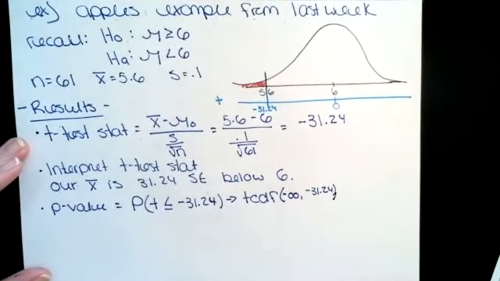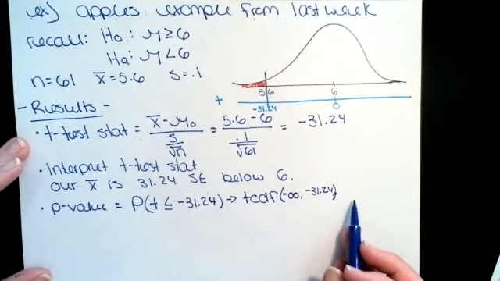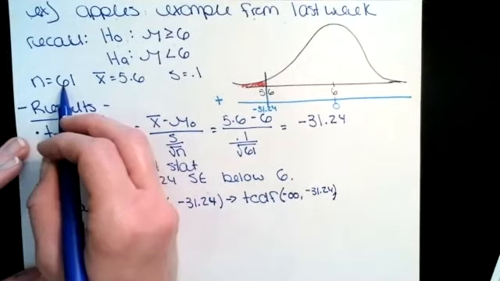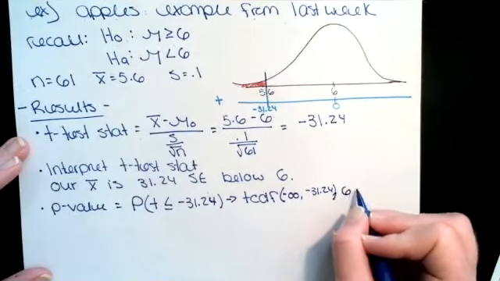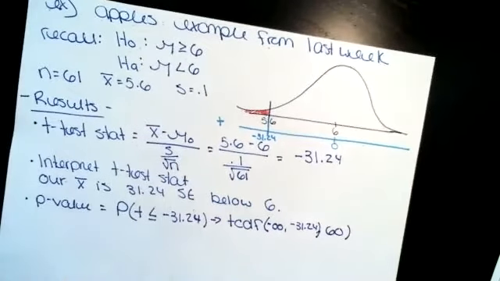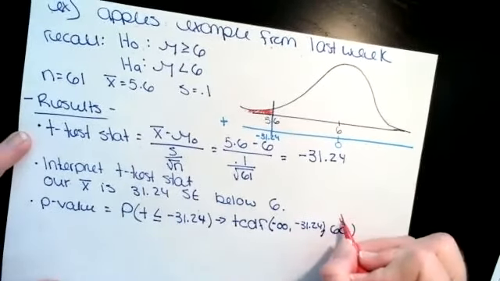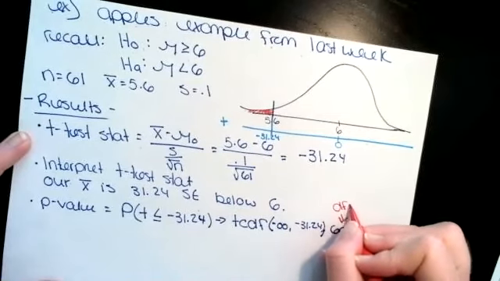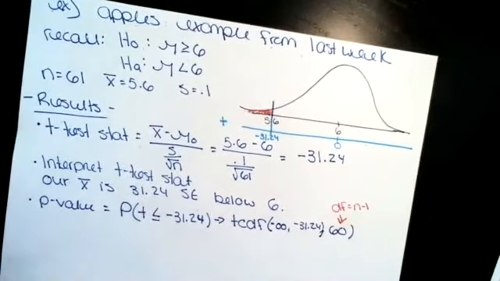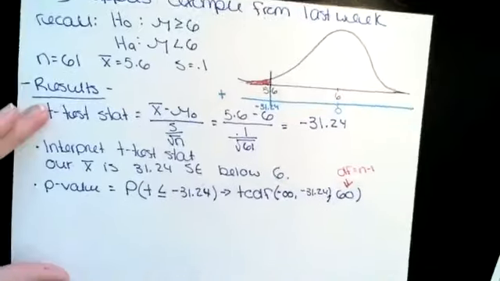And then I'm going to put my degrees of freedom. Degrees of freedom is n minus 1, so I will put in 60 here. Just keep in mind, degrees of freedom equals n minus 1, just because that's new for us. Just wanted to write that down, okay?